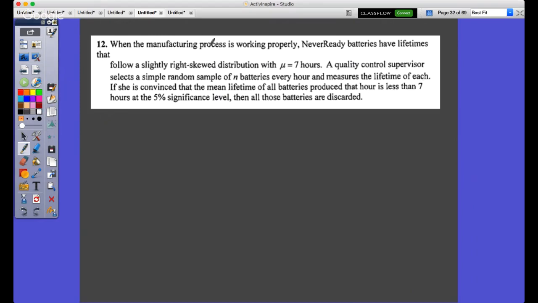Let's pretend that when the manufacturing process is working, Never-Ready batteries have lifetimes that follow a slightly right-skewed distribution with a mu of 7 hours. A quality control supervisor selects a random sample of n batteries. For the sake of this, we need the sample size, so let's say he selects 40, where the mean life in that instance will be, let's keep reading.